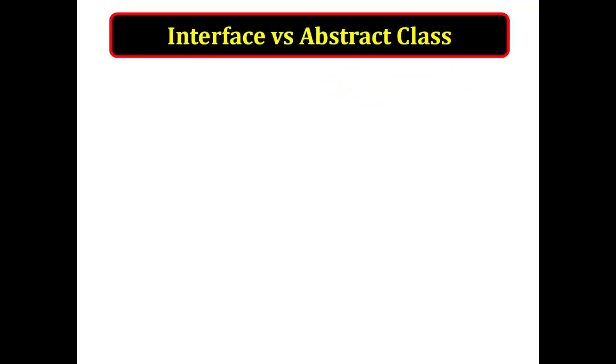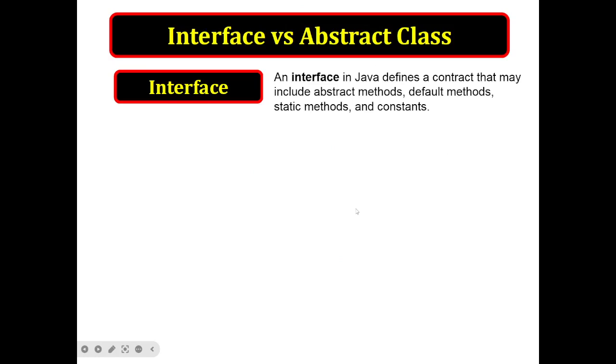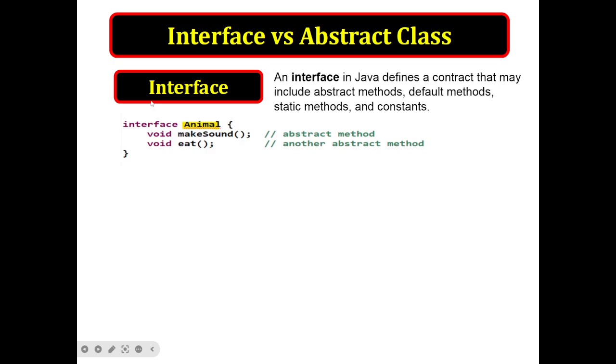Next important question is, what is an interface or abstract class in Java? An interface basically defines a contract that may include abstract methods, default methods, static methods and constants. So let us understand it with some example.